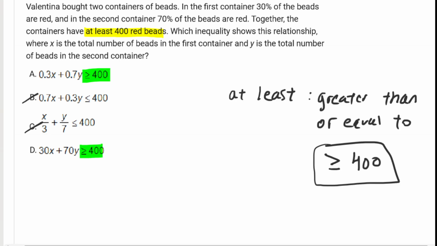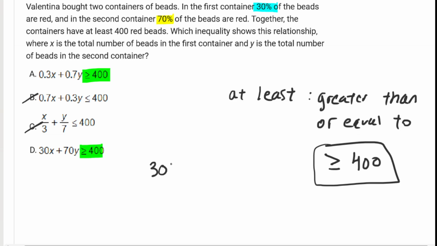But now we look back at the problem and we're given percentages. We say that in the first container, 30% of the beads are red, and then in the second container we have 70% of the beads are red. Now in word problems, when you're translating percentages into the inequality, you want to make sure you express them as decimals.